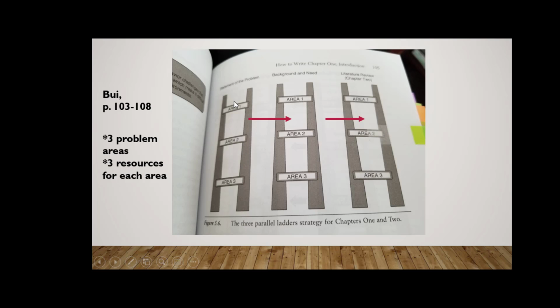As you're looking, try to line up your resources with what you see as the problems. So he talks about the statement of the problem. You would divide it into 3 areas. The background and need: what's the need of this problem in the background? Problem 1, 2, and 3. And then you would explain your background and need. In chapter 2, which is next week, you would then stay with the same format and talk about what literature studies have been done in each of the 3 areas. So it's a parallel ladder strategy.